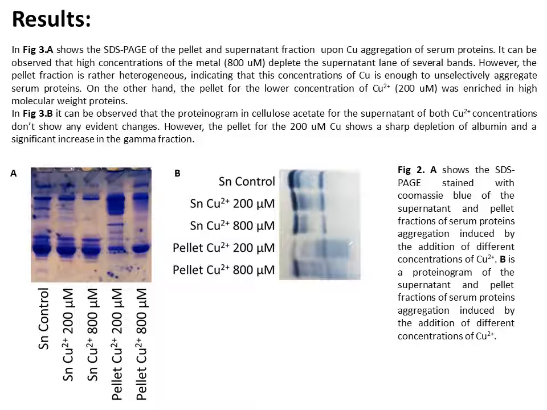In figure 3b, what we observe is the proteinogram of the pellet and the supernatant of the proteins exposed to these two concentrations of copper. In the case of the lane that was run for the pellet exposed to 200 micromolar of copper ions, we observe an enrichment in the gamma fraction.